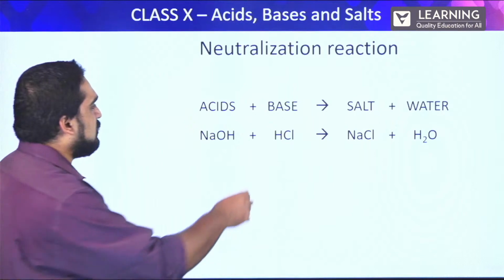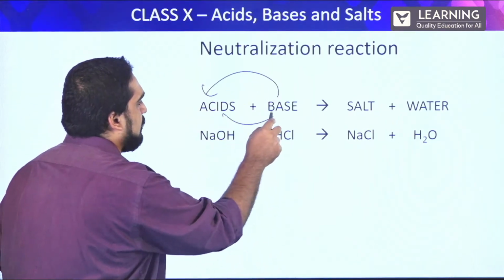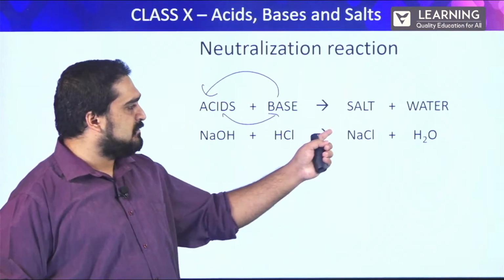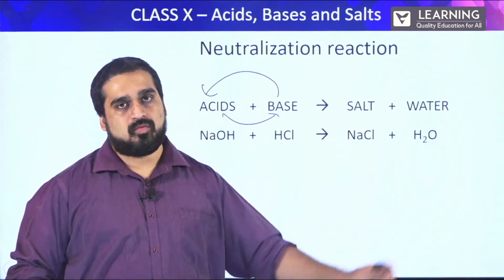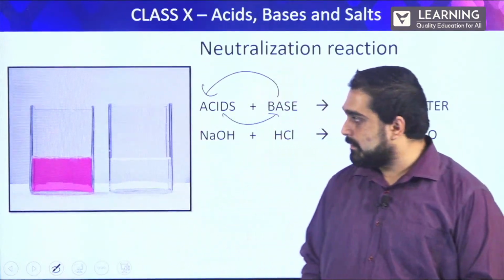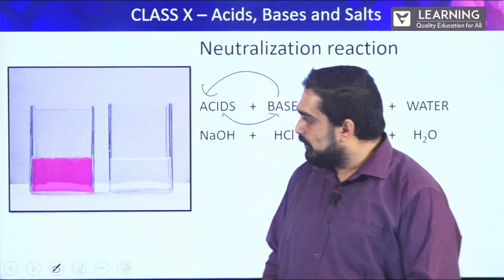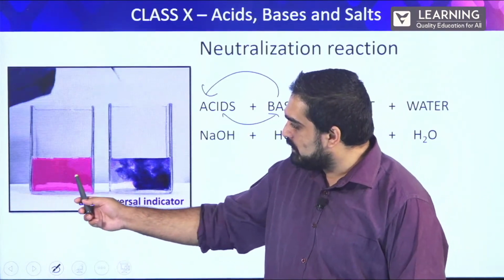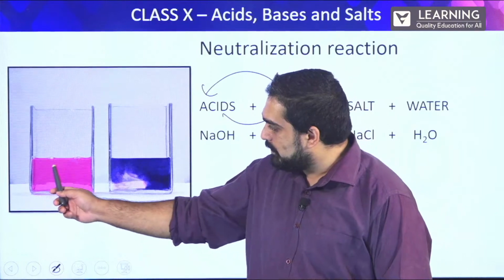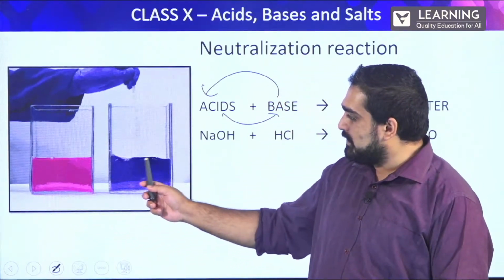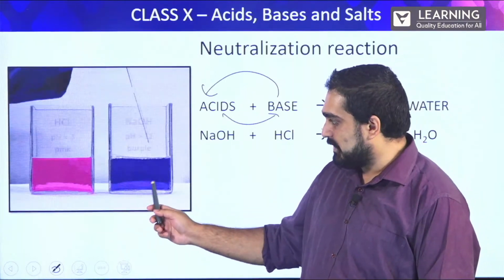So it should be the other way around. Base plus an acid gives salt plus water. So let's look into the picture here. In the following picture, you will notice the scientist here is using the indicator. This shows that the given solution is acidic, here that the given solution is basic.